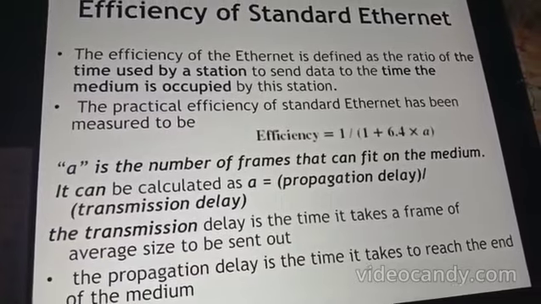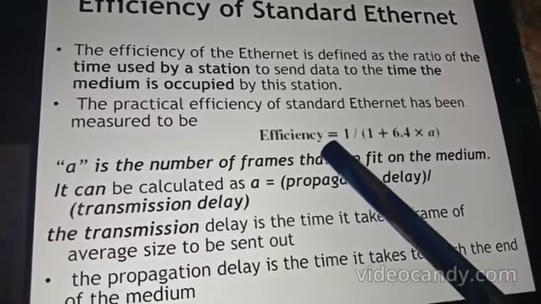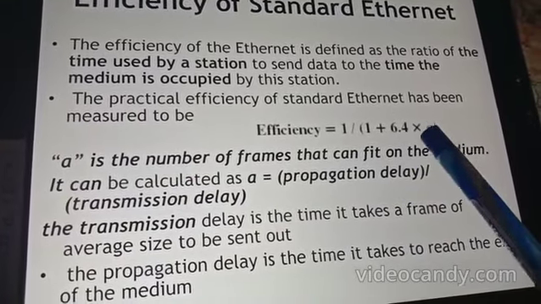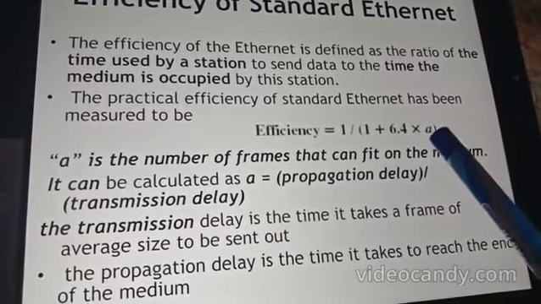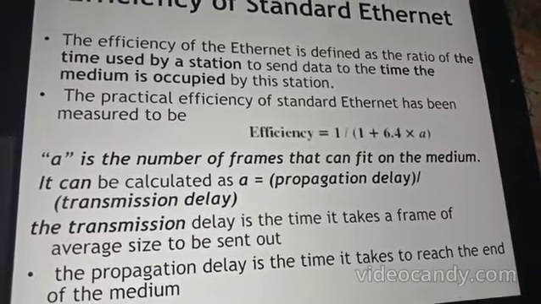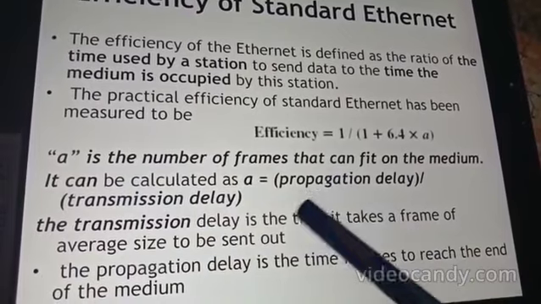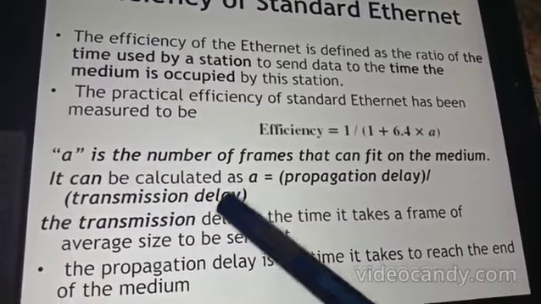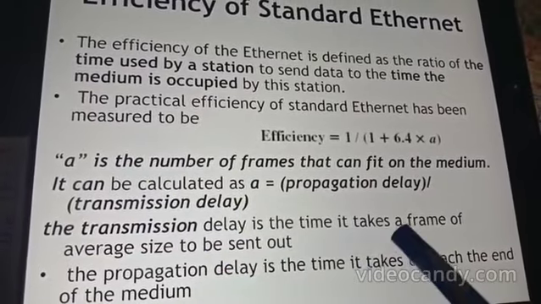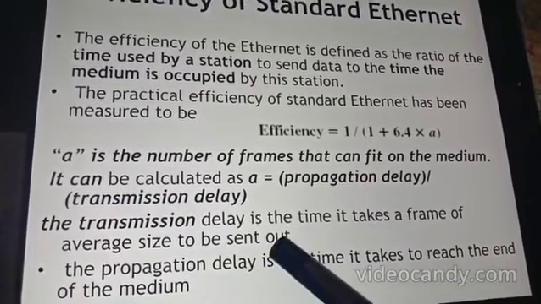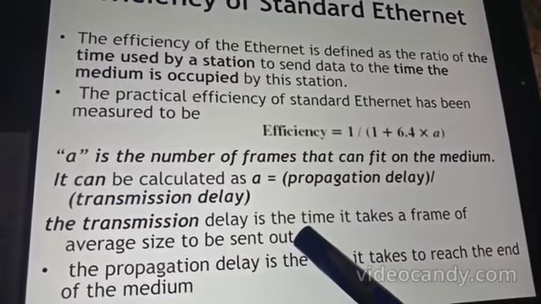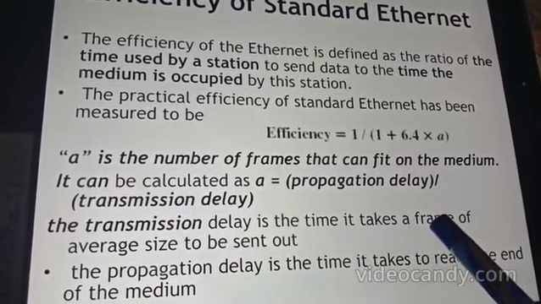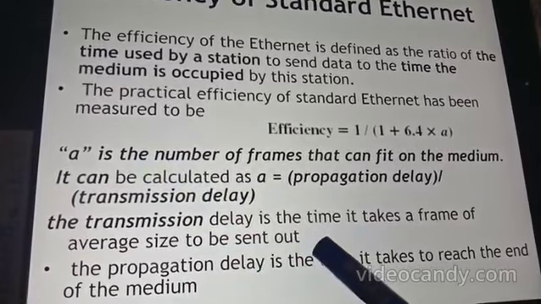The efficiency is calculated by the equation efficiency equals 1 over 1 plus 6.4 times a, where a is the number of frames that can fit on the medium, and it can be calculated as the propagation delay over the transmission delay. There is a difference between propagation delay and transmission delay. The transmission delay is the time it takes a frame of average size to be sent out. Remember, transmission delay is the time it takes a frame of average size to be sent out.